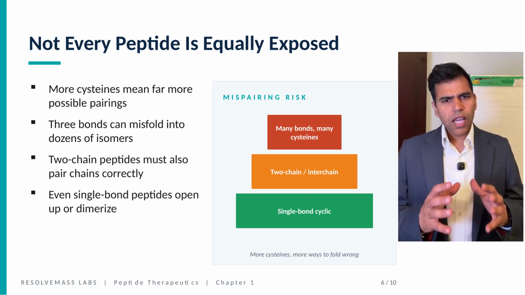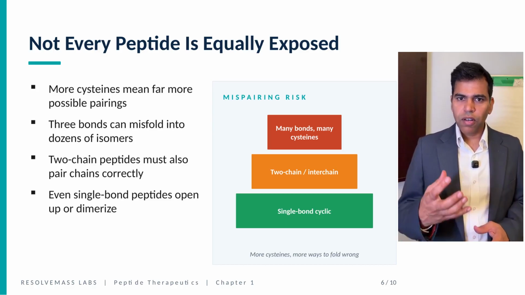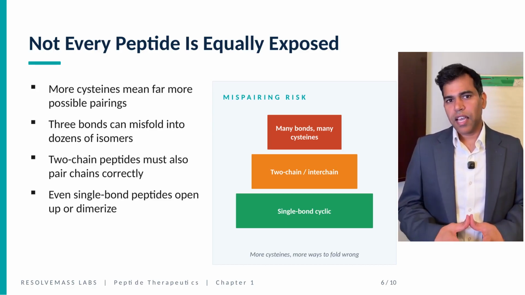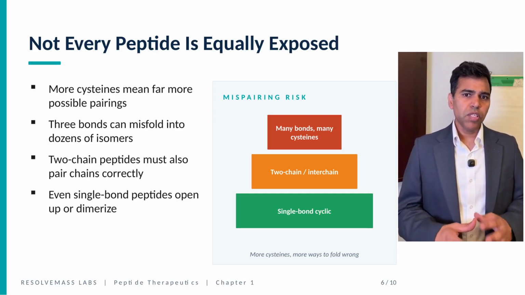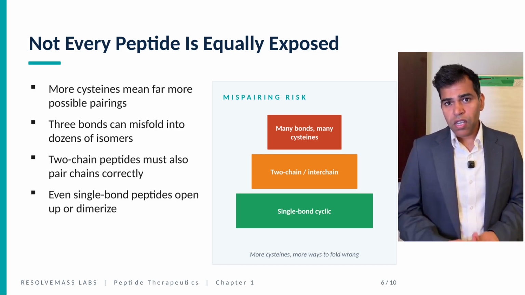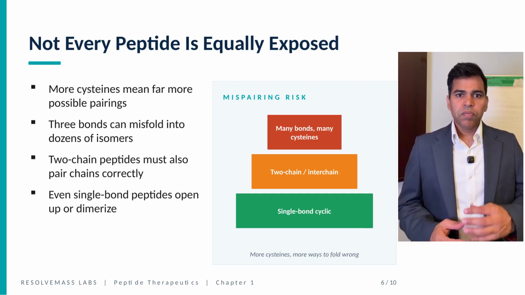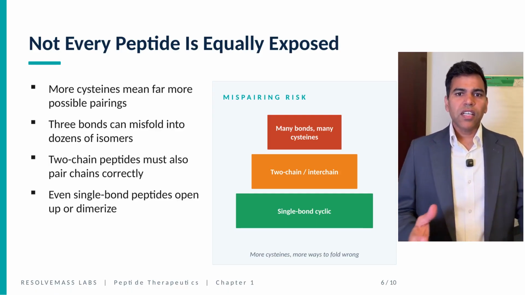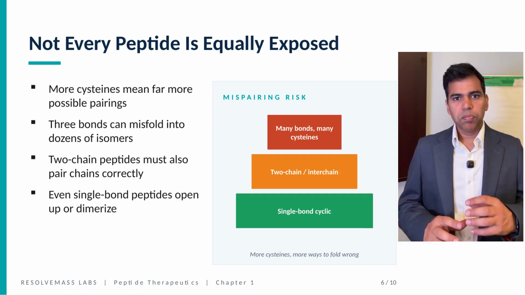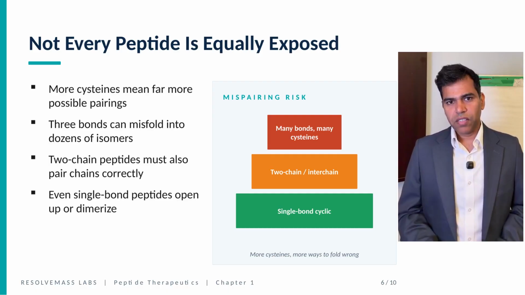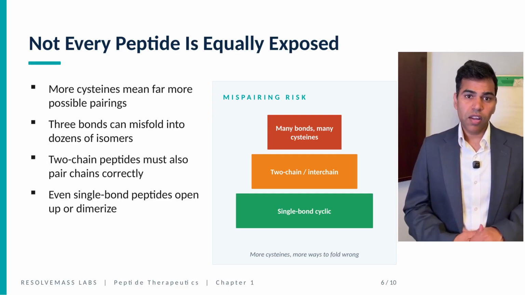Now, not every peptide carries the same risk. The more cysteines a molecule has, the more ways they can pair up wrong. A peptide with 3 disulfide bonds can misfold into dozens of isomers. 2-chain peptides like insulin add another layer because the chains must find each other correctly too. Even single-bond cyclic peptides can pop open and dimerize. So the first question is always how many cysteines you're dealing with.